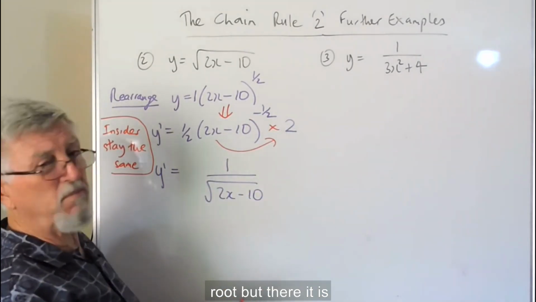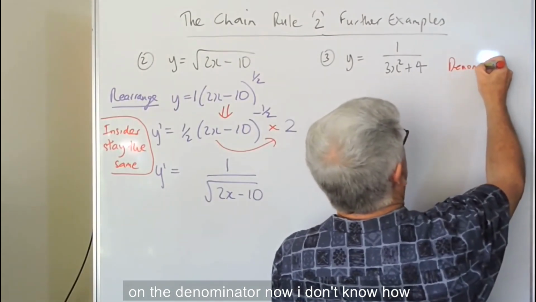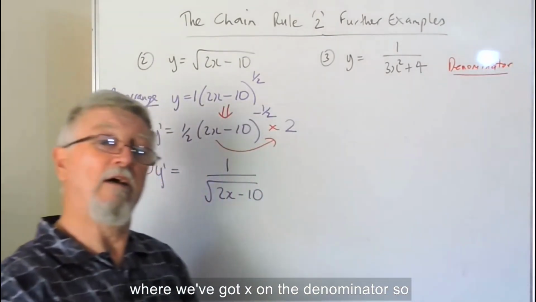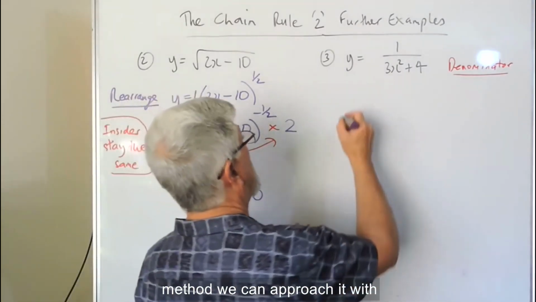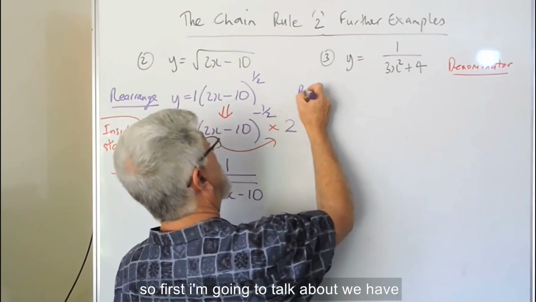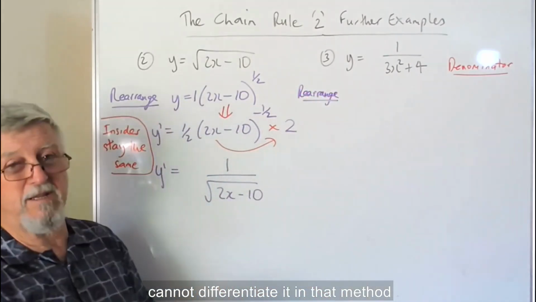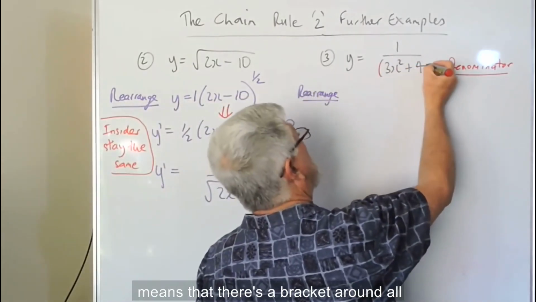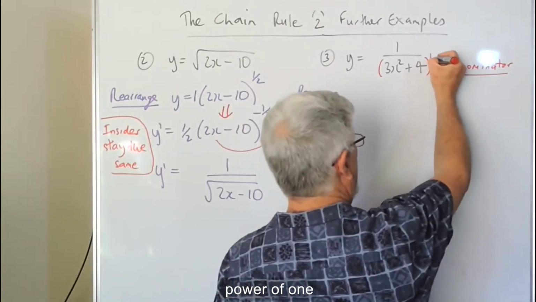So here's a twist to it. It isn't a square root, but there it is on the denominator. Now I don't know how to differentiate an expression where we've got x on the denominator. So we need another method. So here's the method we're going to approach it with. First, we have to rearrange. Cannot differentiate it in that method. So remember that a fraction bar means that there's a bracket around all of that. It's actually a bracket with a power of 1.